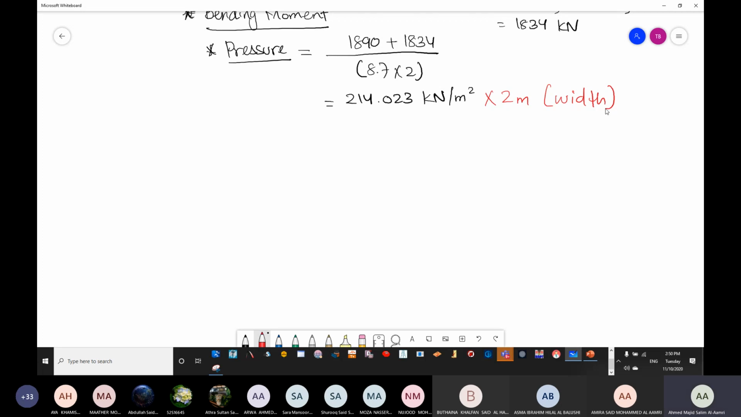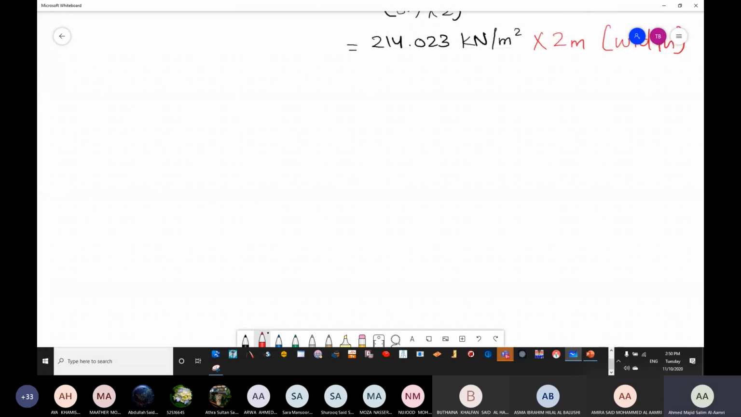Once again, for a combined foundation, we need to multiply by 2 meter width. I want you to think until the last part of the session today about why we multiply by 1 meter in the slab and isolated foundation, and we multiply by the actual width here for a combined foundation. Just think of it till the end of the class and I'll give you the answer. So we have 428.45 kilonewton per meter.